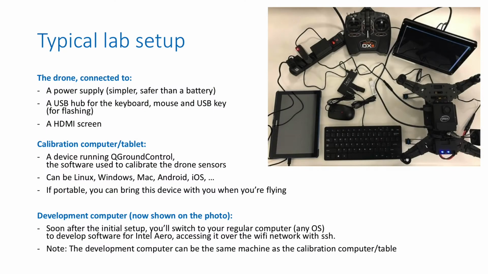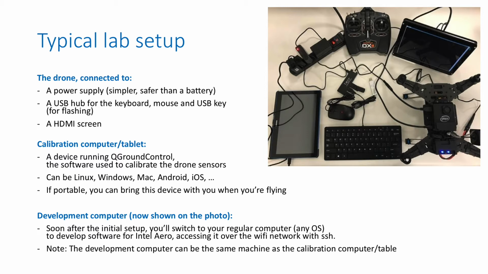So here's what a typical lab setup would look like for development. You have the drone on the right connected to a power supply, which is better than relying on a battery all day. Then you have a USB hub for the keyboard, the mouse, and the USB key for booting, and it's also connected directly to the HDMI screen. There is an HDMI output on the drone itself.